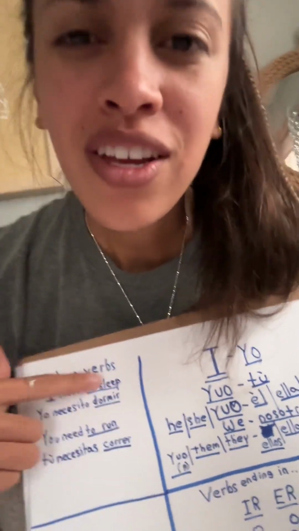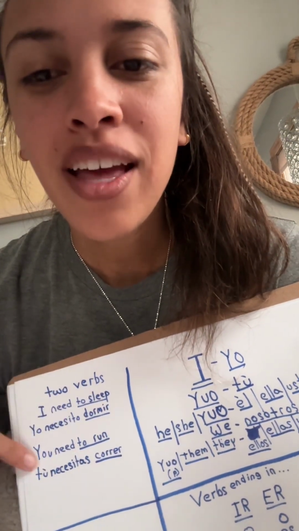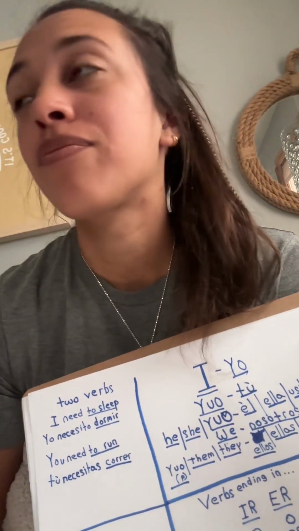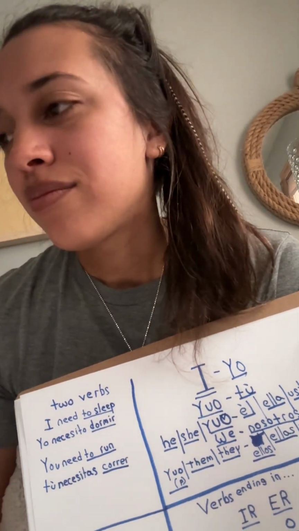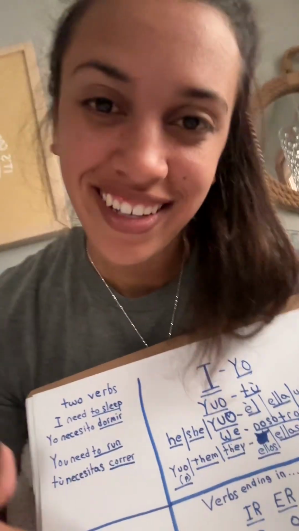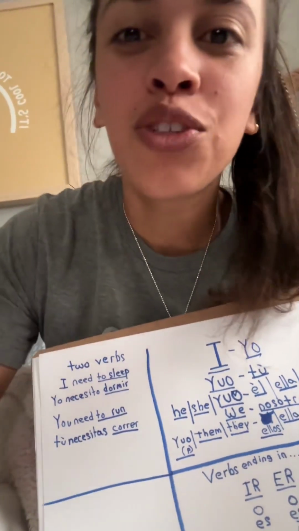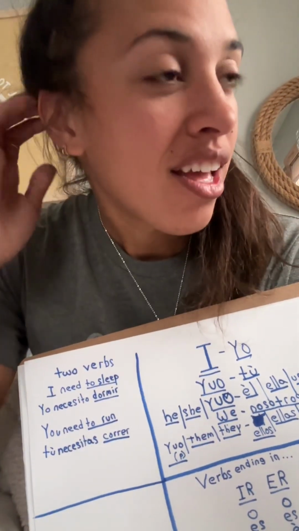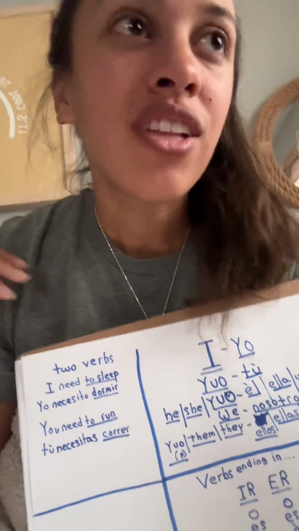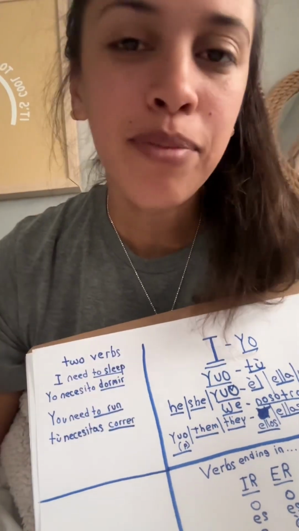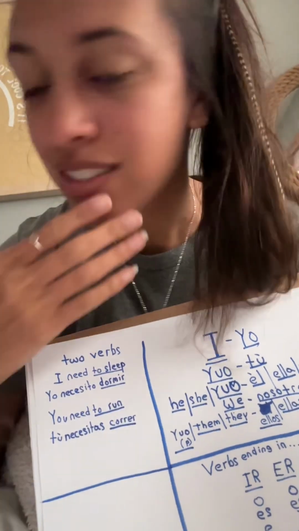So, now what do you do when there are two verbs? I need to sleep, you need to run, or I want to drink. So anyway, two verbs happen quite often. They happen all the time in English, and they happen all the time in Spanish, and it's very simple. It's just one rule you have to remember, and it'll make sense.